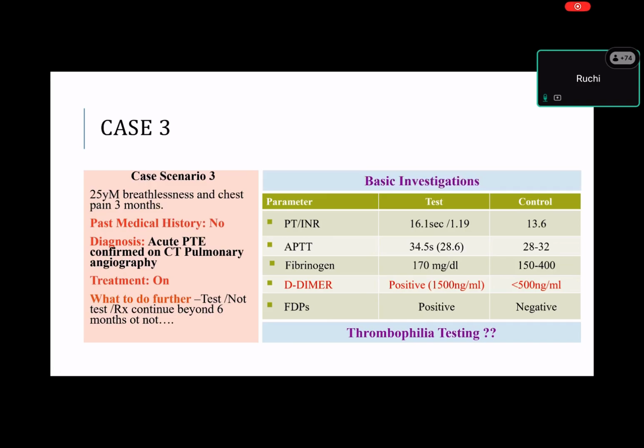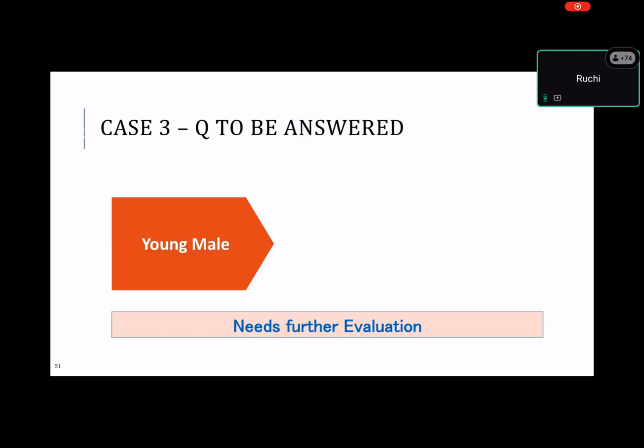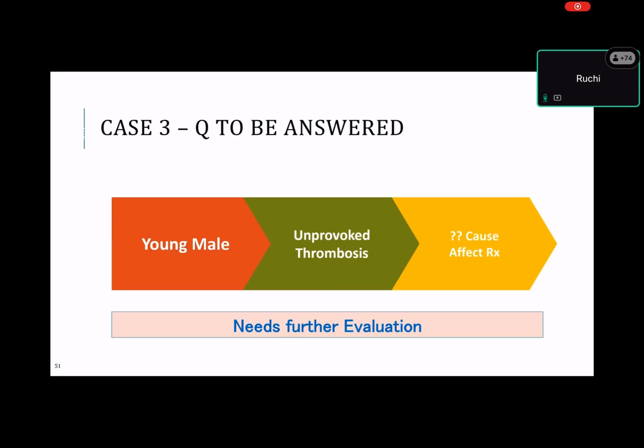So these are the basic investigations. Since he is a young patient, I would like to go ahead with thrombophilia testing. Frankly, I'm not really trying to work up for inherited thrombophilia; I'm rather trying to work up for some acquired thrombophilic states. As I said, this is a young male with unprovoked thrombosis, and we are not sure what the cause was. So this needs to be worked up further.